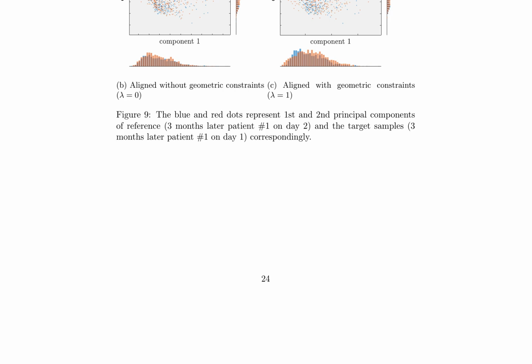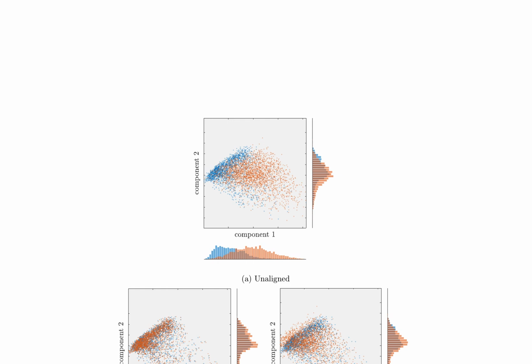The results demonstrate that applying geometric constraints significantly enhances correlation between principal components of reference and target samples, providing a more comprehensive understanding of the underlying data structure. The alignment of principal components between two sets of samples is a critical aspect of this research. A figure illustrates the alignment process in three distinct scenarios: unaligned, aligned without geometric constraints, and aligned with geometric constraints.